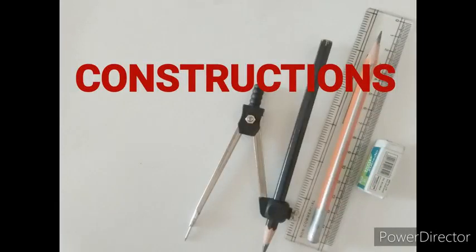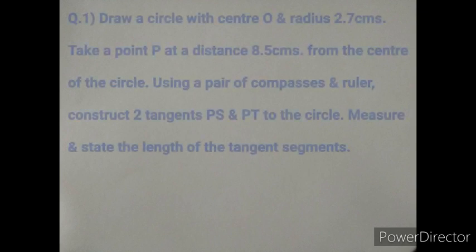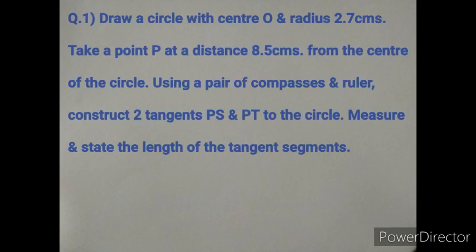Today we are going to start the next chapter in maths, that is constructions. So in construction we will start with drawing the tangents from an external point to a circle. So here we have the first question.